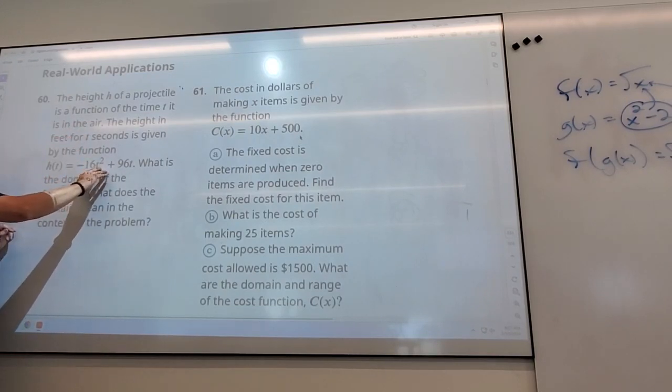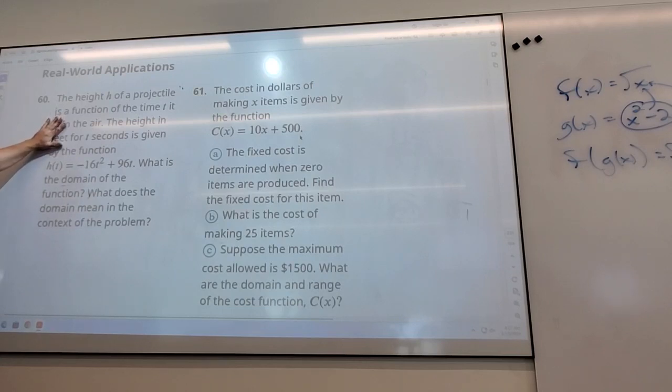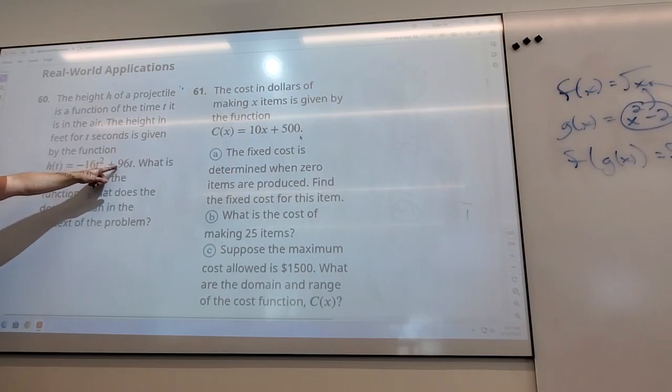But give me the function. What's the domain of the function? So this is a physical problem, correct? When is the ball actually traveling like this? When does it start to travel like this?